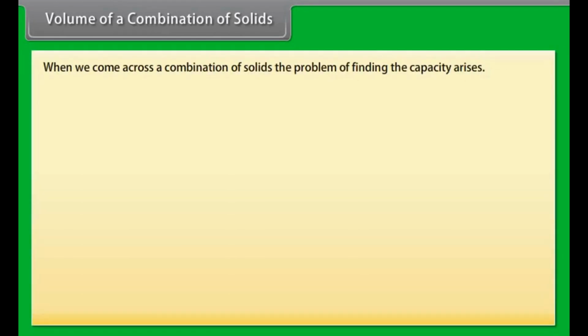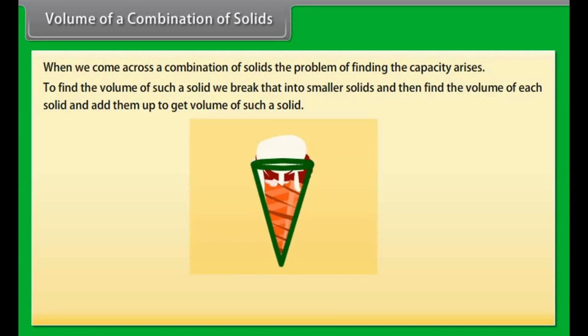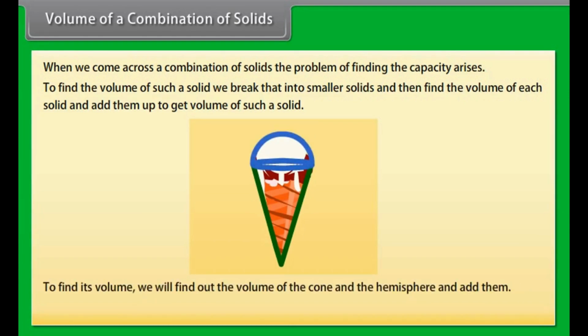Volume of a combination of solids. When we come across a combination of solids, the problem of finding the capacity arises. To find the volume of such a solid, we break that into smaller solids and then find the volume of each solid and add them up to get volume of such a solid. Look at this ice cream cone. It is a combination of a cone and a hemisphere. To find its volume, we will find out the volume of the cone and the hemisphere and add them. Or we can write it as volume of an ice cream cone is equal to volume of cone plus volume of hemisphere. Let's solve an example to understand more about this.